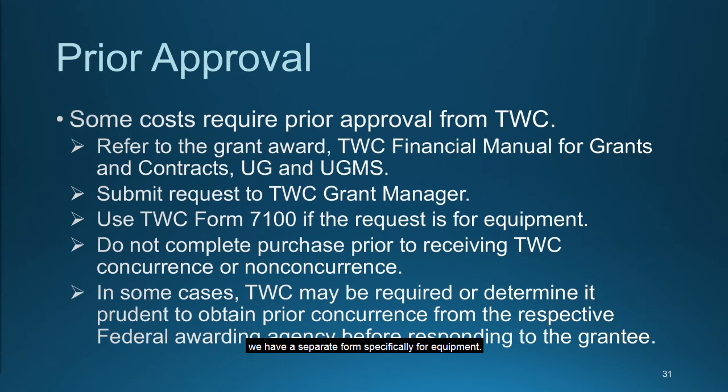We have a separate form specifically for equipment. The reason we have one for equipment and equipment only is because it's fairly common among all of our grant awards. It's a fairly common recurring request. So we have a separate form for it. If you need that form, you request it from your TWC grant manager. Anytime you're purchasing equipment, it does require prior approval. So you'd want to make sure you get that form and submit that to your grant manager so it can be reviewed. And of course, the brakes are on until you get the okay to proceed. It's possible that you might not get an okay, and you certainly don't want to be left holding the bill for that if you don't have to.